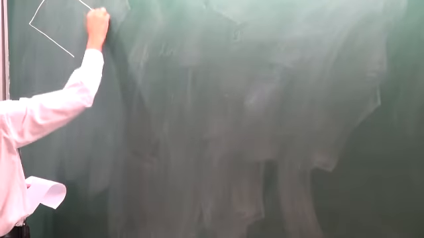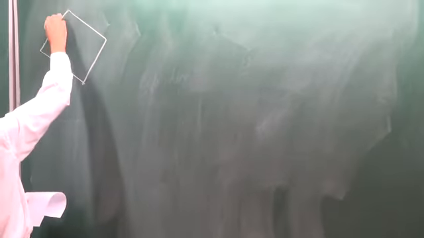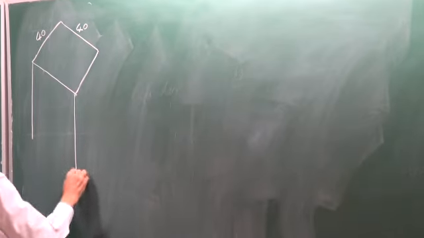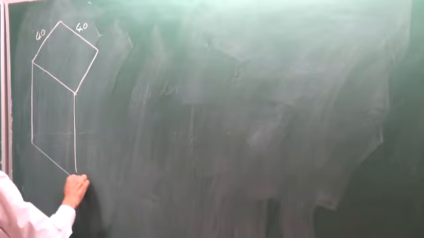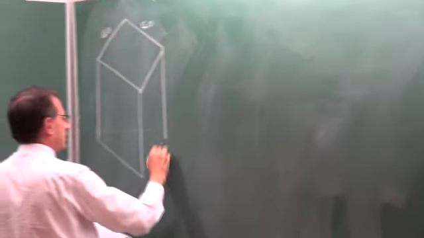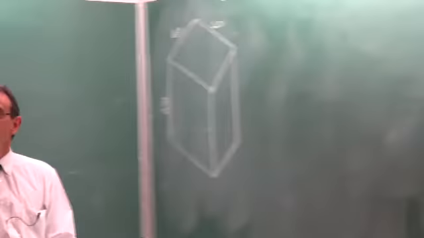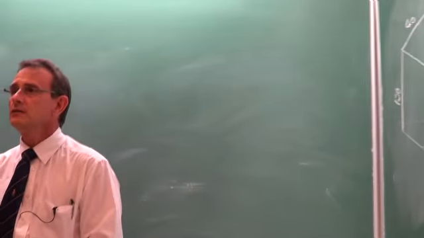Okay, so coming back to the problem, what we're going to do now is we're going to say we've got a block of ice of 40 by 40 millimeters, but now of 120 millimeter high.